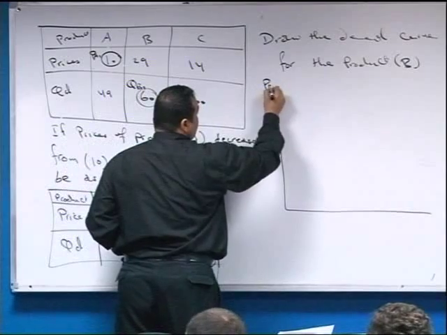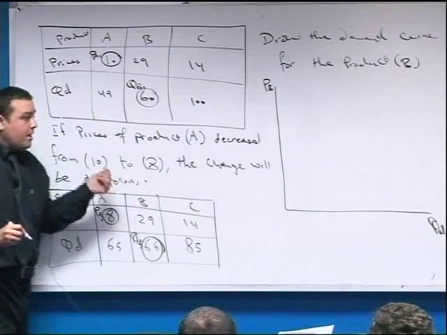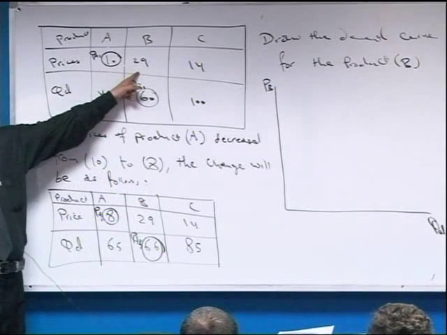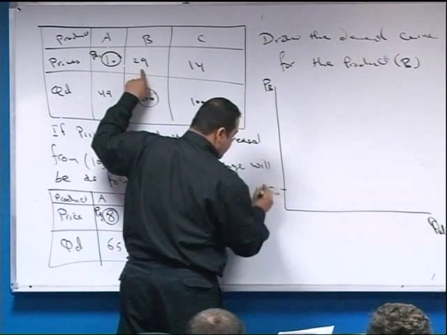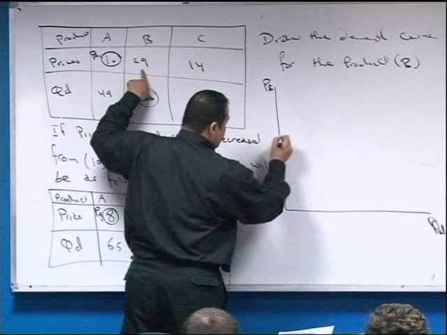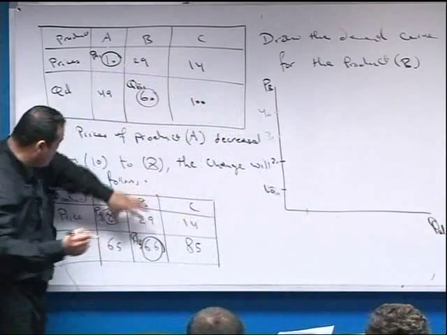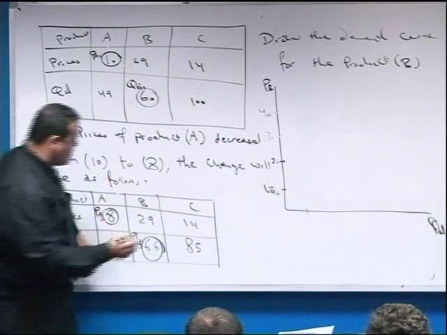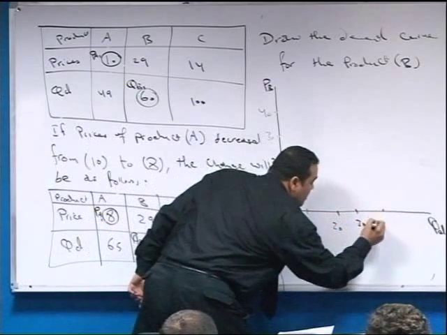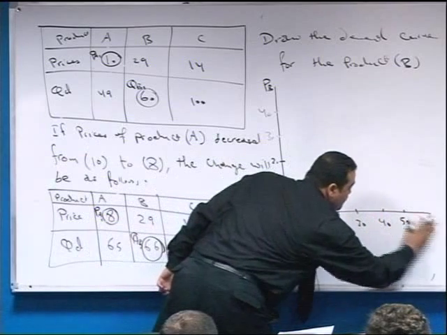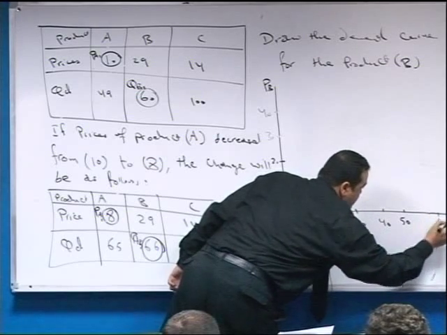This is the price of B and the quantity demanded of B. The original price of B is 29. Suppose this axis is 10, 20, 30, 40. And the quantity demanded of B, QD of B: 10, 20, 30, 40, 50, 60, 70.